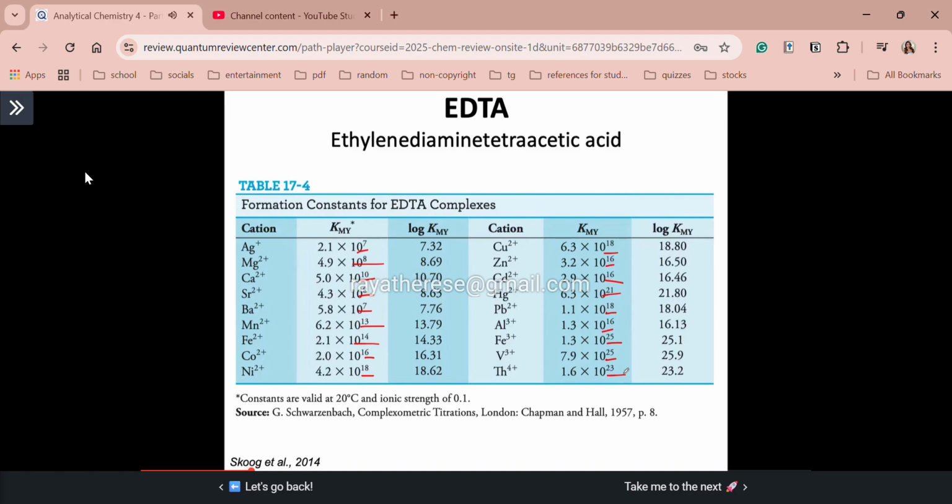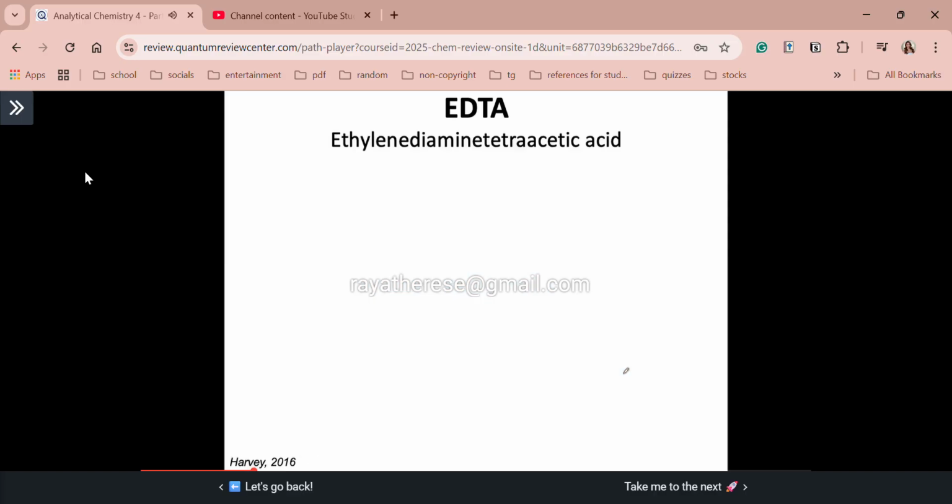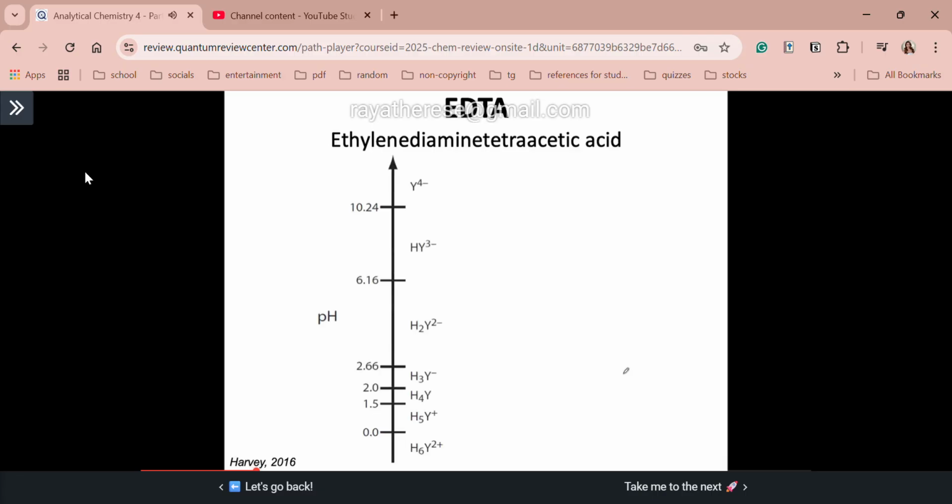I hope clear tayo dito ha. Ganyan, kagaling class ang EDTA. Another thing that you have to remember for EDTA, dahil nga sa structure nito na tetraacetic acid and ethylene diamine, dapat class nakita nyo na ito ay may influence ang structure niya ng pH. So let's take a look at this ladder diagram.